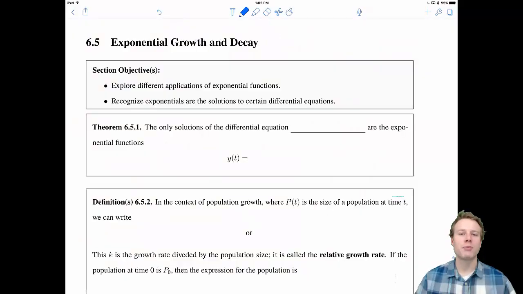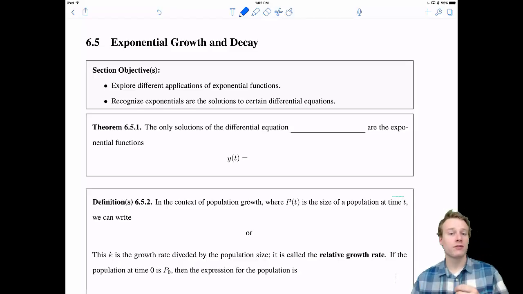Welcome everyone to 6.5 Exponential Growth and Decay. In this section, we're going to explore some applications of these exponential functions that we've been studying. And then we're also going to recognize that exponential functions are solutions to particular differential equations. And we'll learn more about that actually in 9.3. So, without further ado, let's get to it.